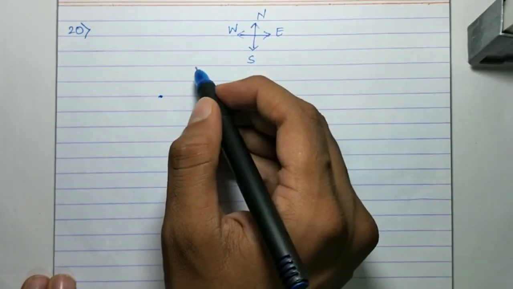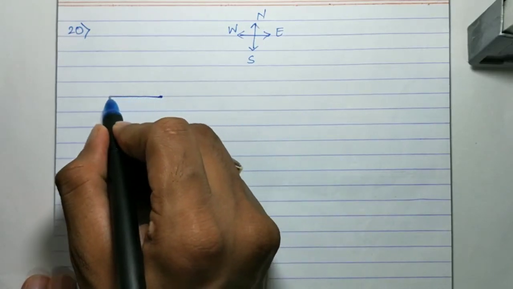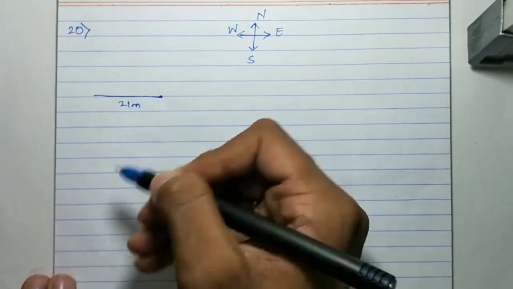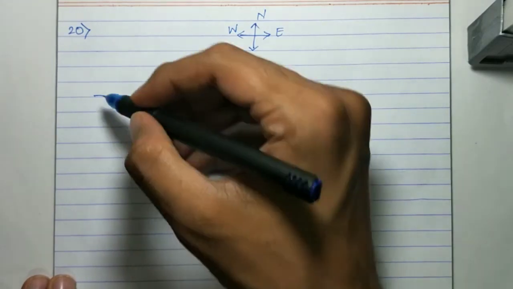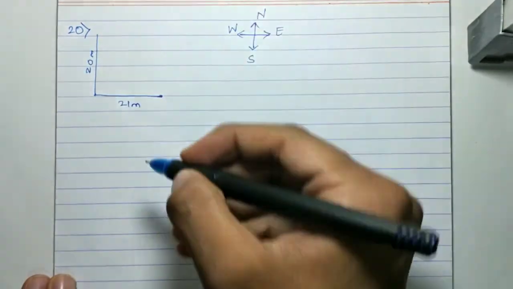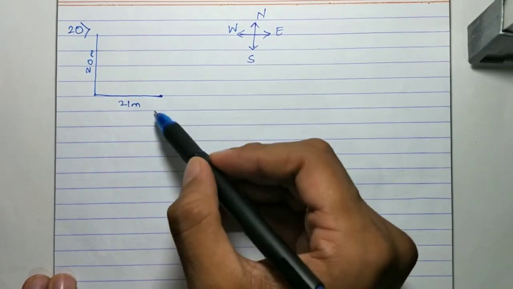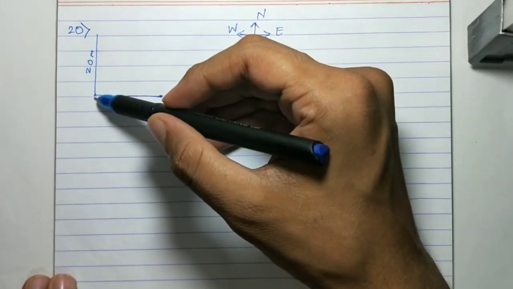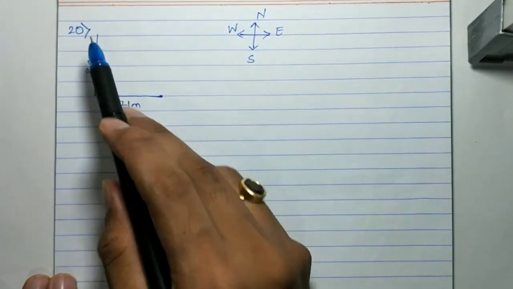Now it is said the man travels 21 meters in the west direction. So the man goes 21 meters in the west direction, and then moves 20 meters in the north direction. So he goes 21 meters west and then 20 meters north. Find his distance from the first point.